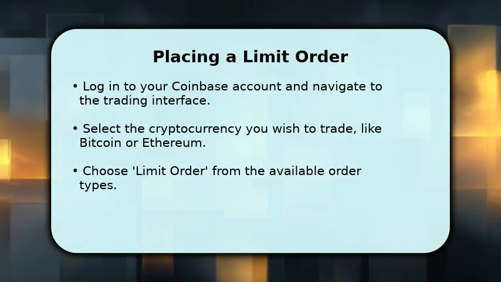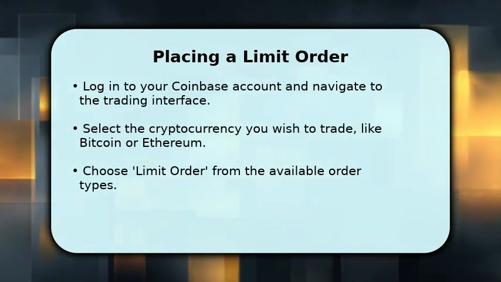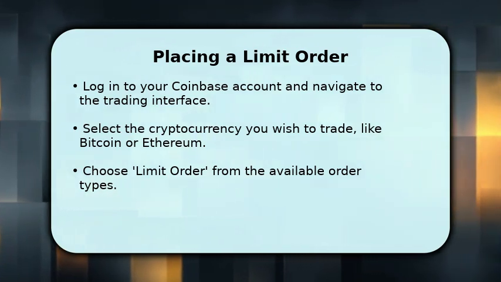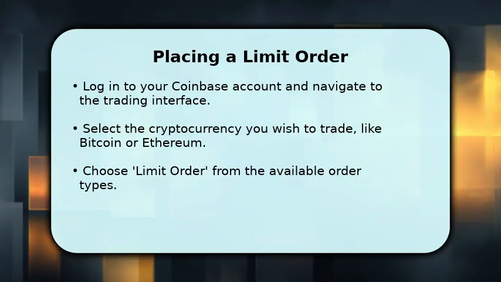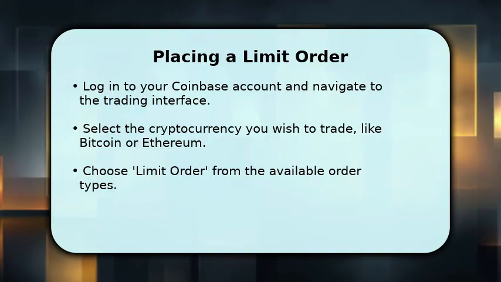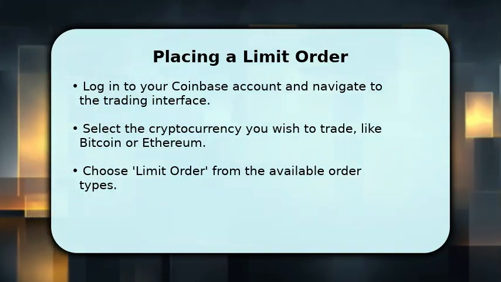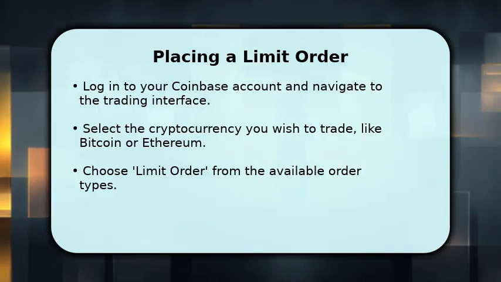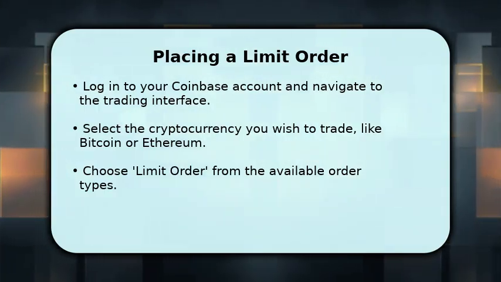To begin, log into your Coinbase account and navigate to the trading interface. Once there, select the specific cryptocurrency you wish to trade, such as Bitcoin or Ethereum. Next, look for the order type options and choose Limit Order. This selection is crucial for setting your preferred price rather than accepting the immediate market rate.